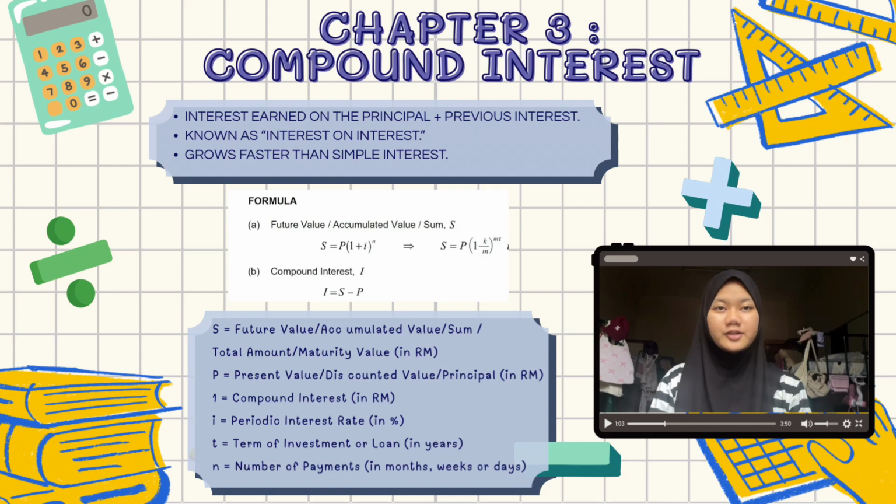So, hello everyone, today I'm going to talk about chapter 3, compound interest. Compound interest is interest earned on the principal and previous interest. It is also known as interest on interest, and it grows faster than simple interest.